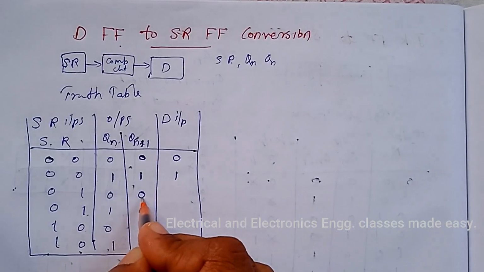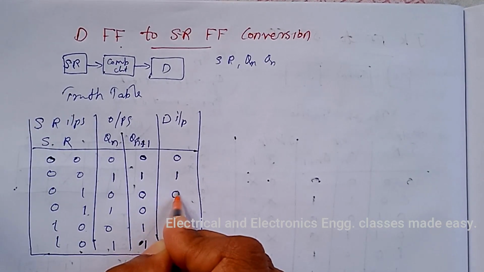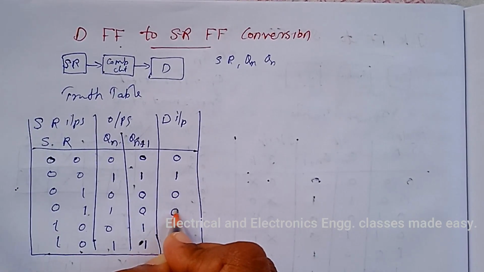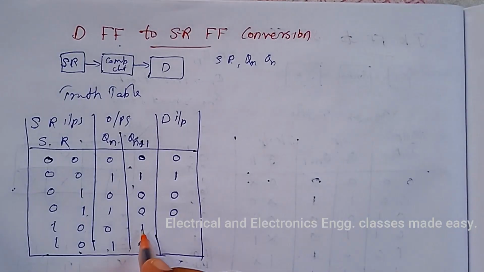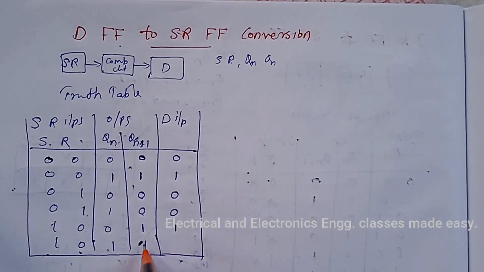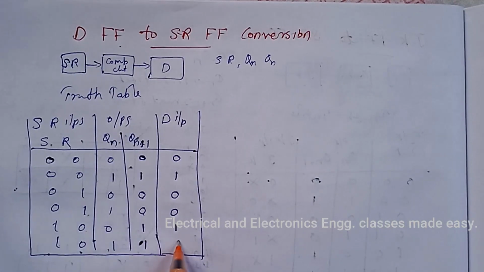So here also to obtain 0 as the output, the D input will be 0. Here also to obtain 0, D input will be 0. And here to obtain 1, the D input will be 1. And here also to obtain 1 as the output, the D input will be 1.